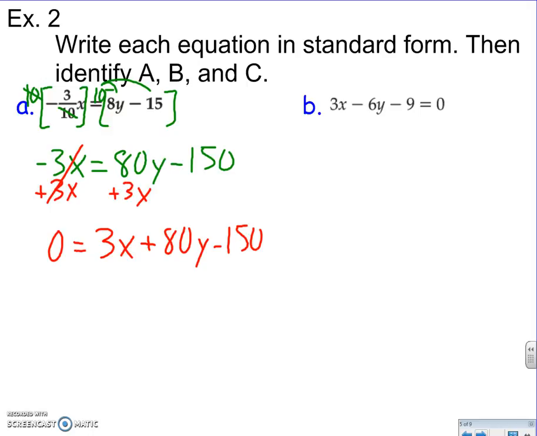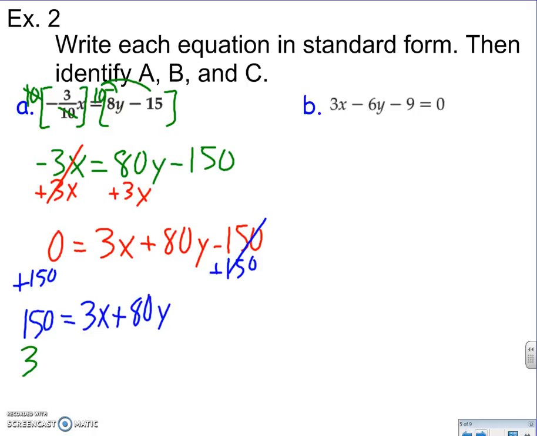And only x and y can be on the same side. The constant c has to be by itself on the other side. So I'll move that by adding 150. So 150 equals 3x plus 80y. If you want to reverse that and write it with the thing on the left, 3x plus 80y equals 150, that's fine as well. Either one's fine. They both meet all 3 conditions, so that's the answer. It also says, tell me what A, B, and C are. A is positive 3. B is positive 80. C is positive 150.